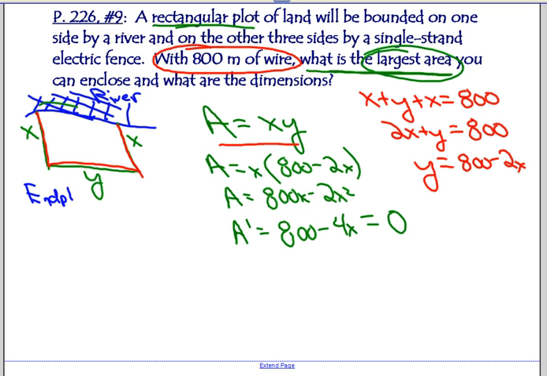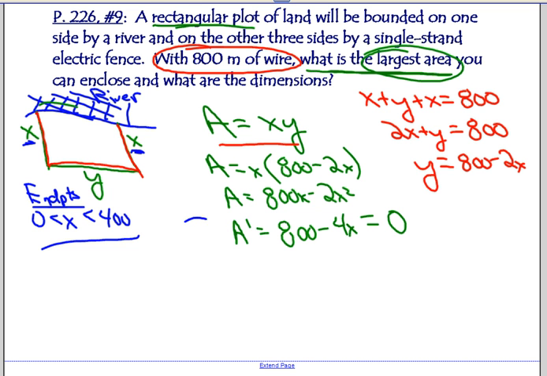But when we think about the endpoints, x is certainly greater than 0, because otherwise that wouldn't be a fence. And it's got to be less than 400, because I have an x here and an x here. There's no strict endpoint I can substitute in, because it could be 399.9999999. But I certainly have a bound between 0 and 400.